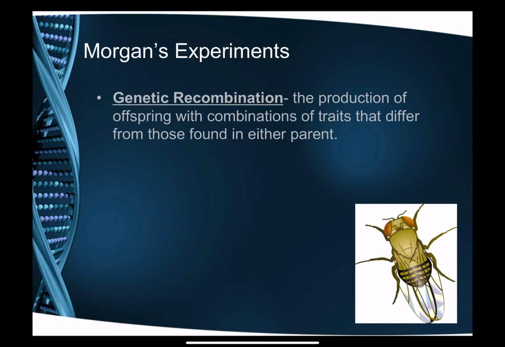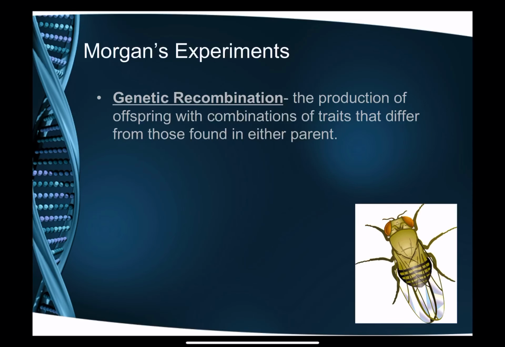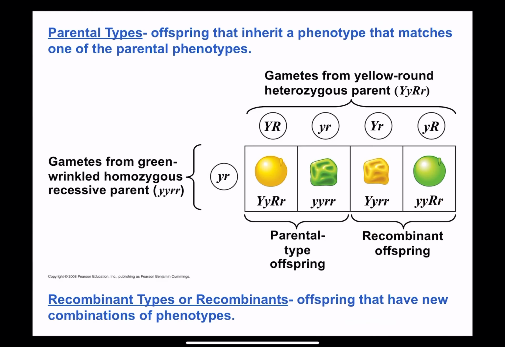together, okay? So what Thomas Hunt Morgan studied is known as genetic recombination, okay? He looked at the production of offspring with combinations of traits that were different than what was found in either parent, okay? Just like we saw here with these last two options. They demonstrated genetic recombination, okay? So we have our parental phenotypes and we have our recombinant phenotypes. Mendel saw those things happen too. He just didn't study it and understand it as well as Thomas Hunt Morgan did, okay?